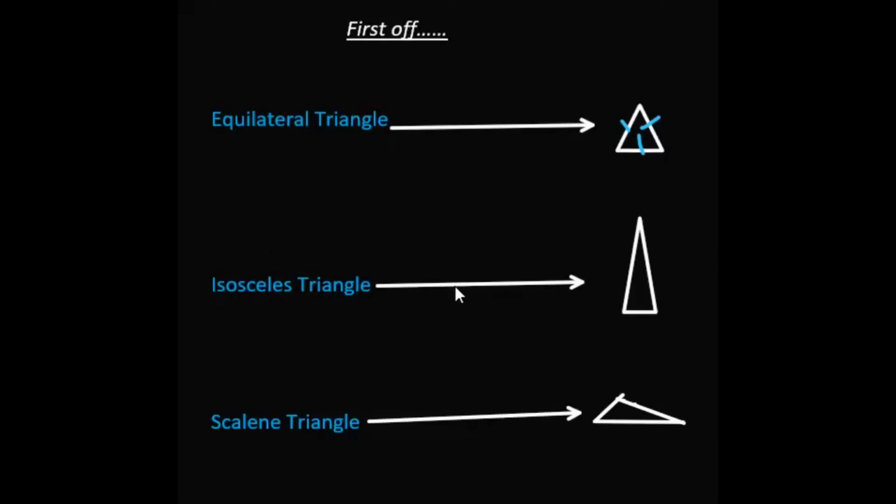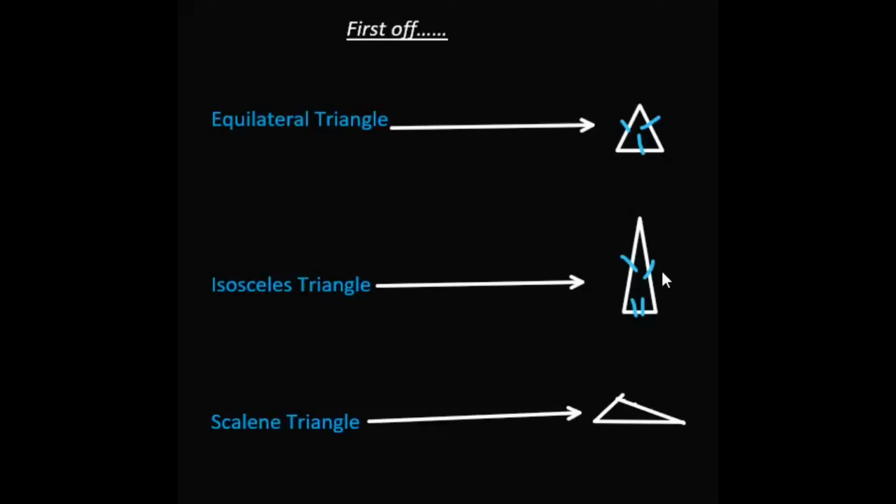An isosceles triangle has two equal sides and one side that is not equal to the other two. Okay? So the lines on this one would be like this. One line on each of these equal sides, and then there would be two on the other side. This is what an isosceles triangle would look like.